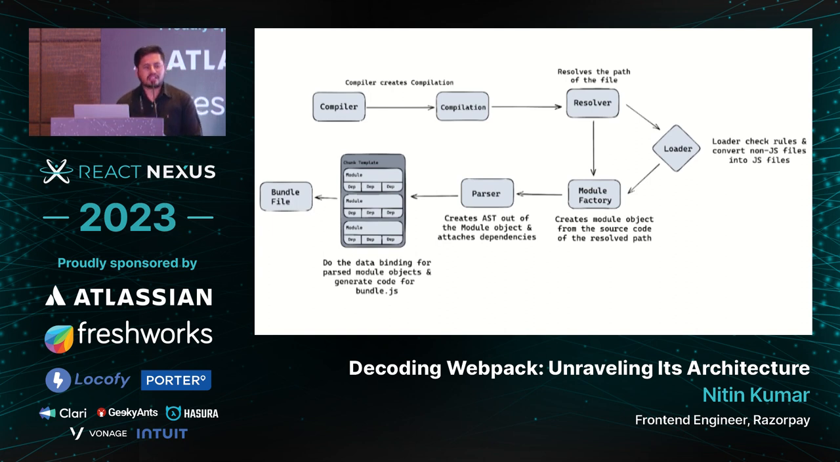The module factory will read the source code and create a module object from the resolved path and then pass it to the parser. The parser will create an AST out of the source code, read all the import statements, and create a chunk, pass it to the chunk template, and then the chunk template will do the data binding of the passed module object and create the bundle.js file.